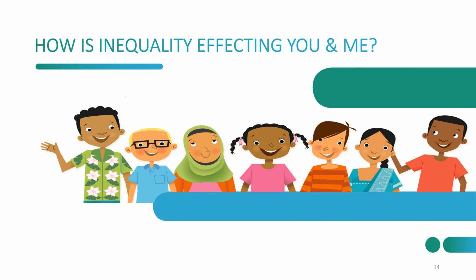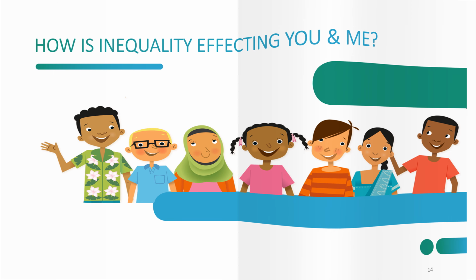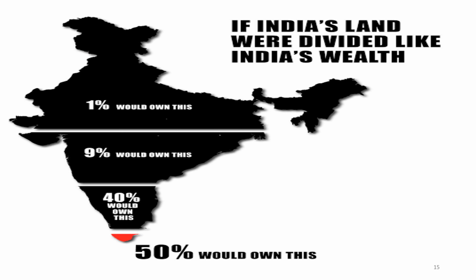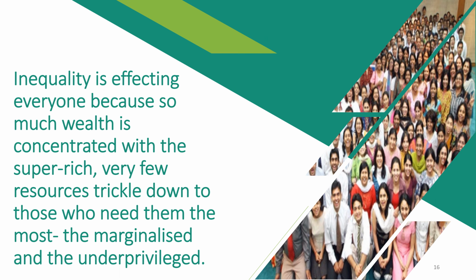So, how is inequality affecting you, me, and the overall society? As we can see in this diagram, if India's land were divided like India's wealth, it would look like this. Because so much wealth is concentrated with the super rich, very few resources trickle down to those who need them the most, the marginalized and the underprivileged.